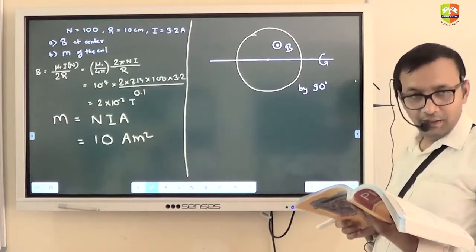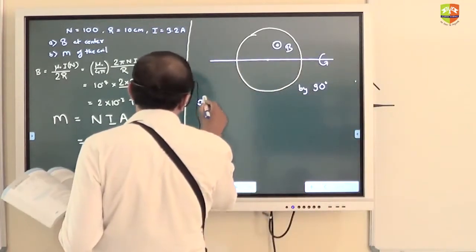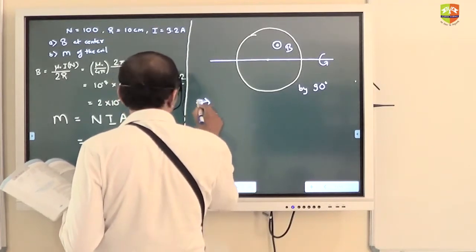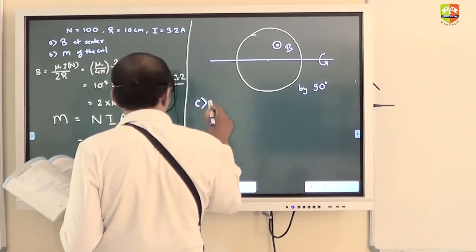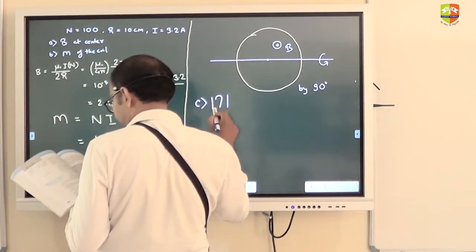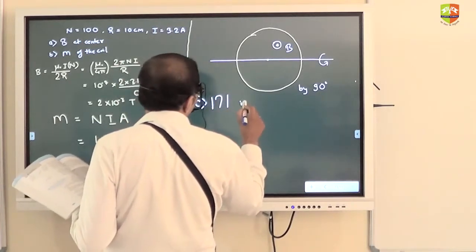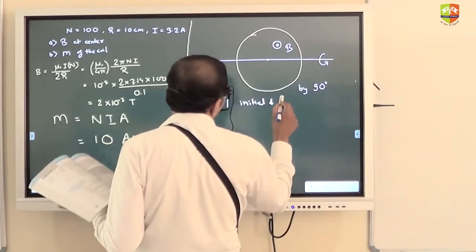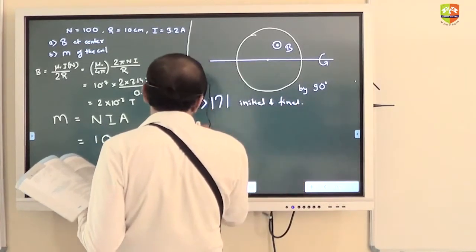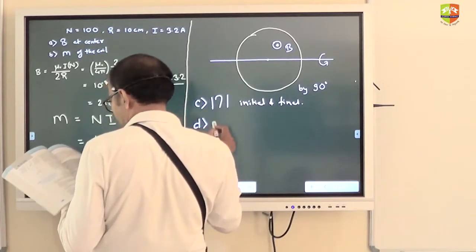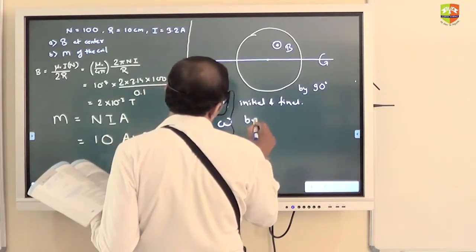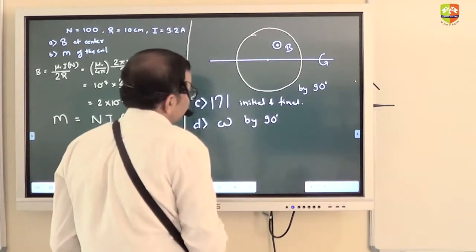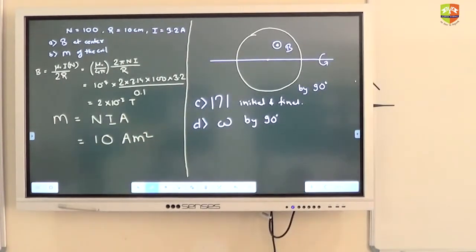Okay, you need to find out these parts. It's just C: the magnitude of the torques at initial and final position. And the last part is the angular velocity after it has rotated by 90 degrees. Understood the question? Any doubt in the question?